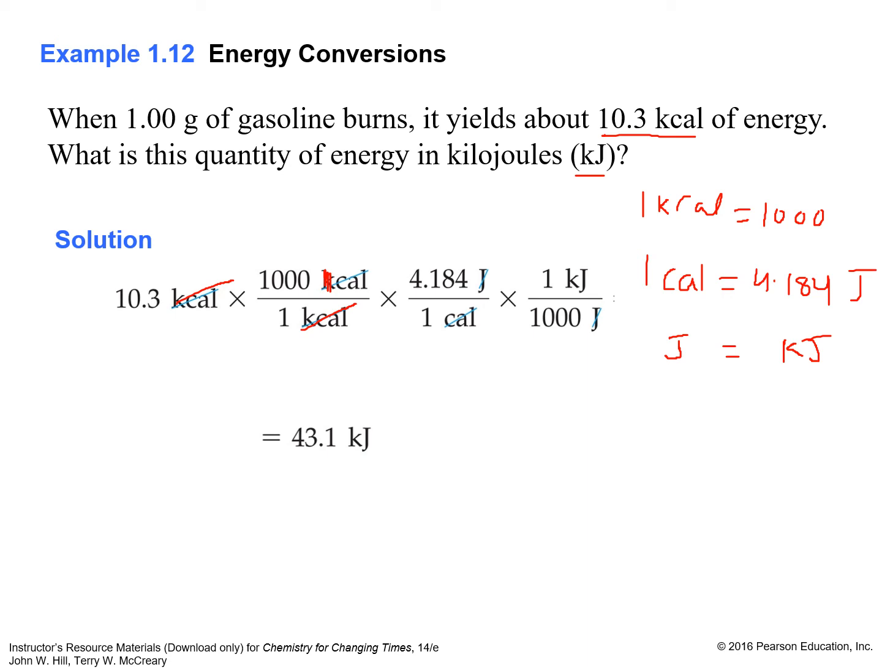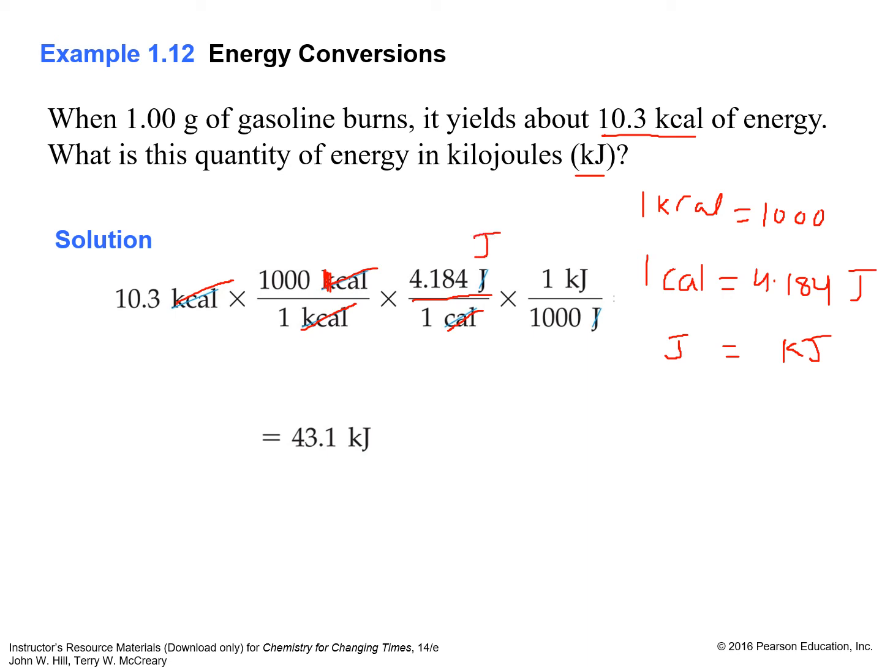And we also know that 1 calorie is equal to 4.184 joules. So now we have calories on the top and we want to go to joules. So we express it in terms of a unit conversion factor, which is 1 calorie over 4.184 joules. So we cancel the calories with calories, and now we have our quantities in joules.